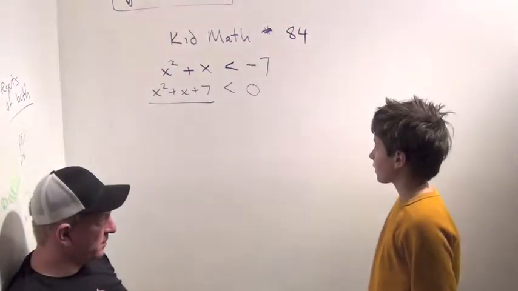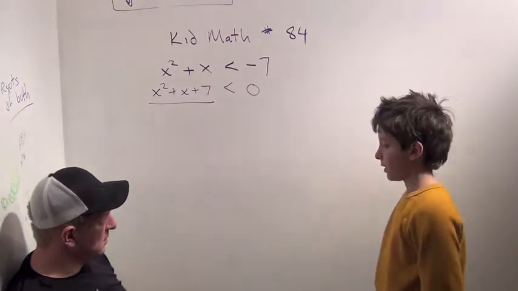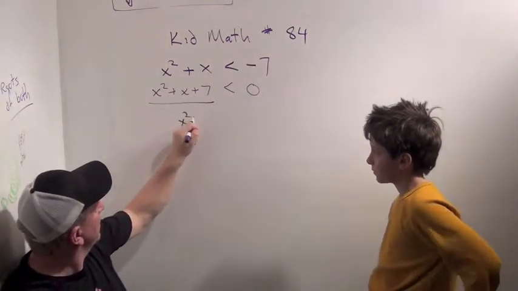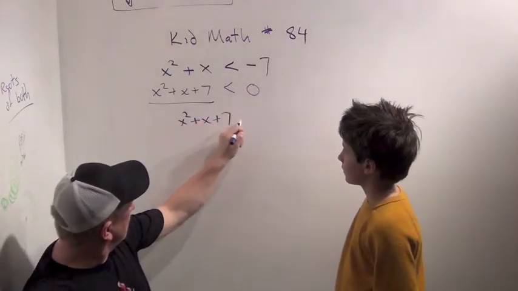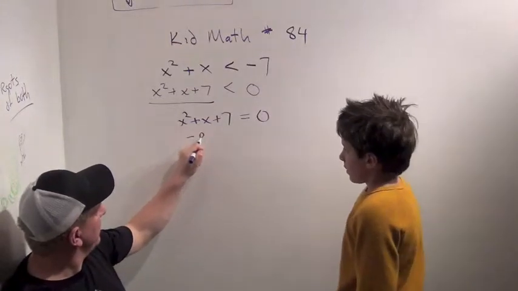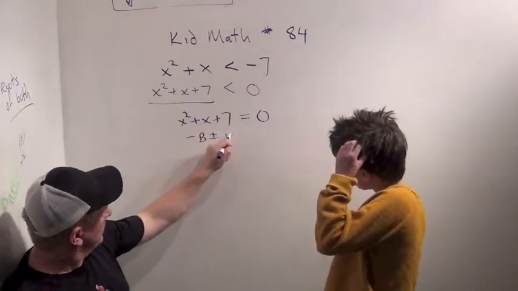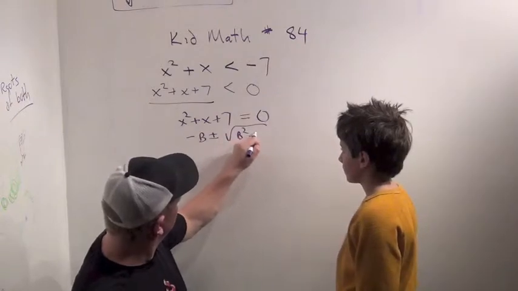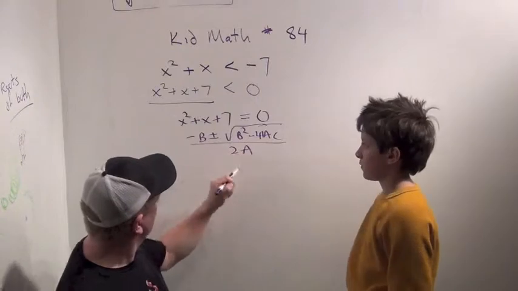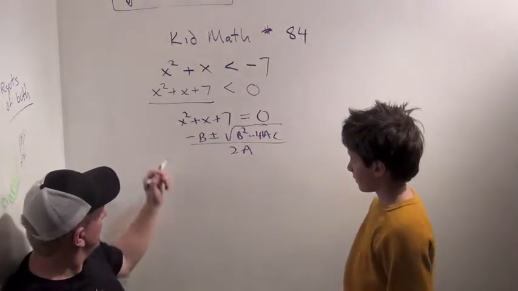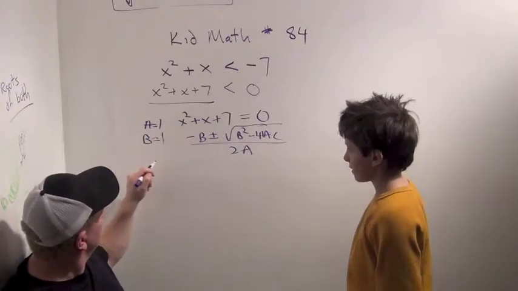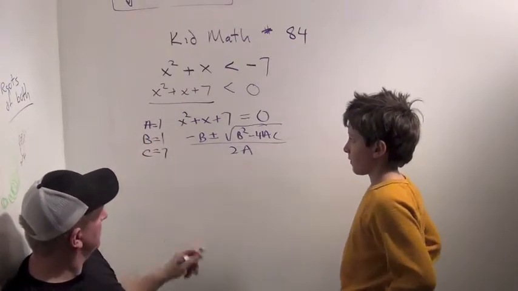Well, we have the quadratic formula. Luckily we know how to find roots of this: x squared plus x plus 7 equals 0. The quadratic formula says the roots are negative b plus or minus the square root of b squared minus 4ac, over 2a. So a is 1 here, b is also 1, and c is 7.